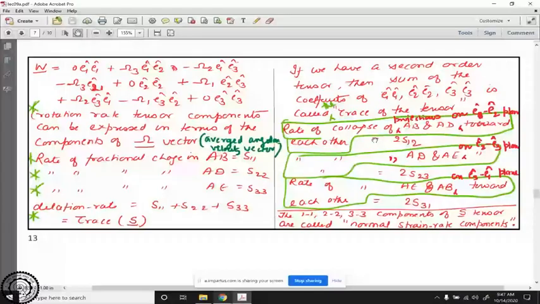So we can make sentences based on what we derive. All right. Similarly, twice S23, 2 times the 2,3 component of strain rate tensor has this meaning that I have written here. And similarly, 2S31 has a physical meaning.